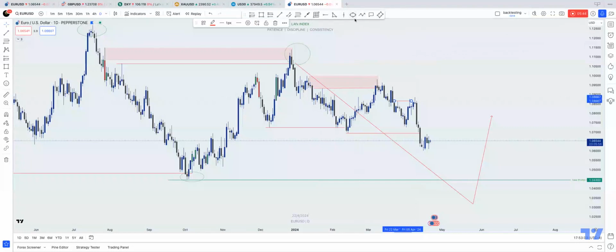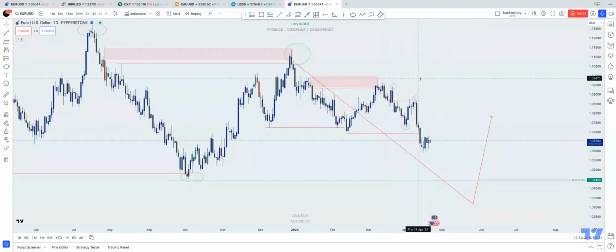So this becomes our high, this becomes our low. This becomes our high, this becomes our low. This is your internal flow, right?